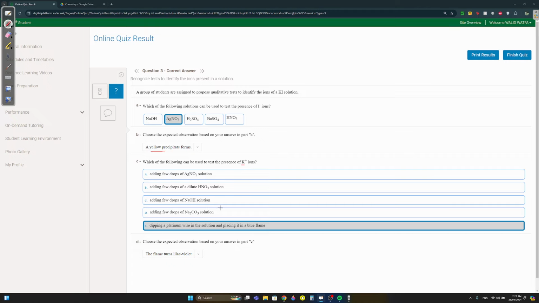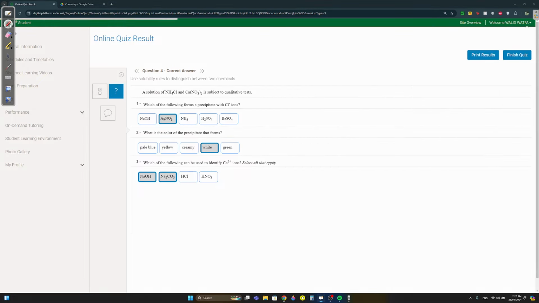For K+, you use the flame test. You dip a platinum wire in the solution and put it in a blue flame. People say, what blue flame? Yes, the color of the flame originally is blue. What happens if you put potassium in a blue flame? You're going to get a lilac violet flame. Very, very straightforward questions for now.